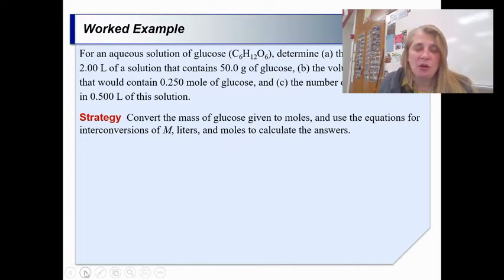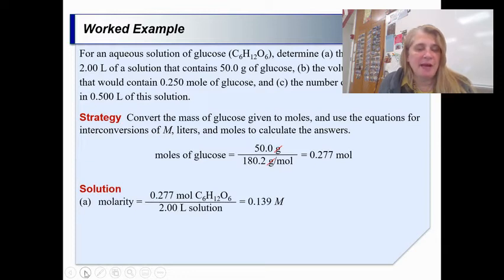If you pull out your mole card, you will see that there is a brand new box on there that we're going to use, that is called volume of a solution. So we already used volume of a gas. Now we're going to use the box that says volume of a solution. So let's change glucose in grams to moles with the molar mass, and we get that we have 0.277 moles. Now we'll just divide that by the volume, and we get a molarity of 0.139.